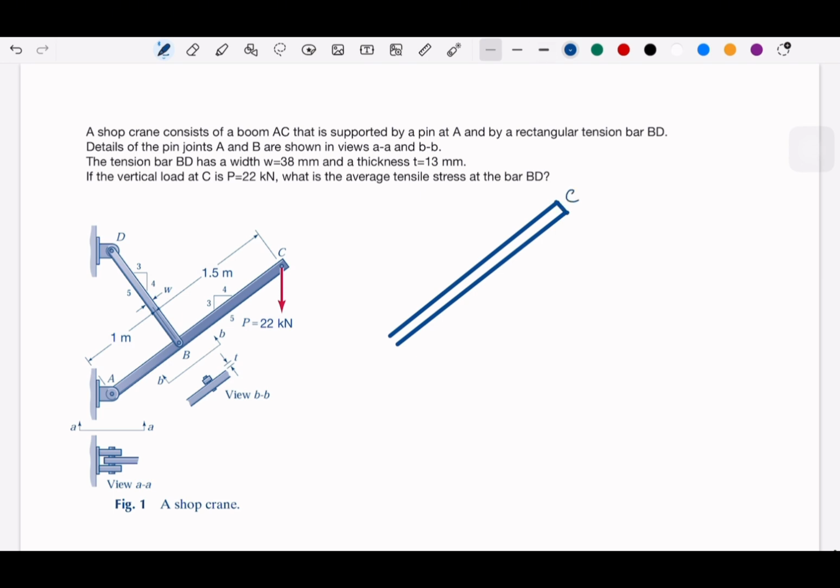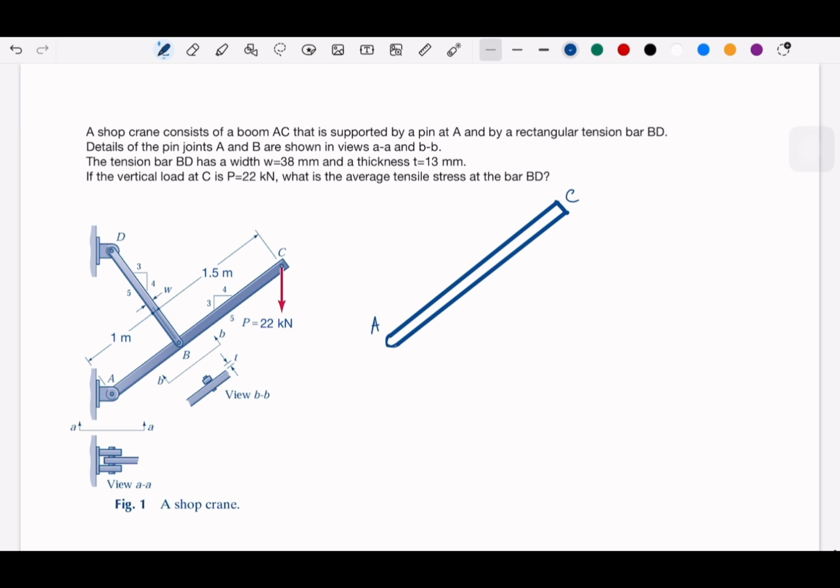This is C. This is A. And then how we assume the forces on a pin A is basically, we can assume any direction is okay, as long as we're consistent, and we are going to see whether we are correct about the directions based on the value we get.